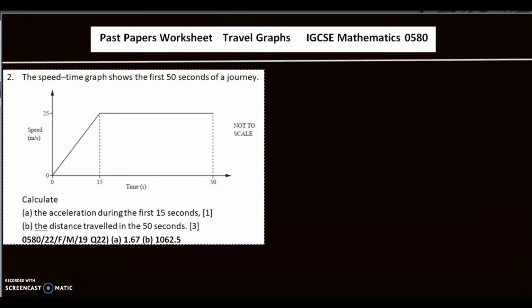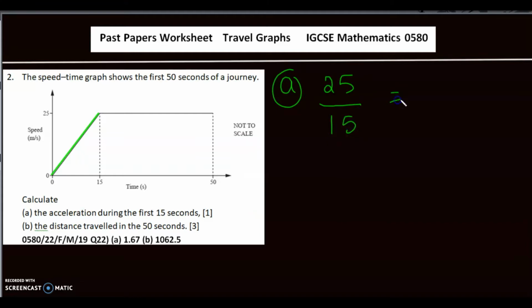Okay, the next question is, the speed time graph shows the first 50 seconds of a journey. Calculate the acceleration during the first 15 seconds. Acceleration is the slope simply. So the slope of the first 15 seconds would be rise over run, which is 25 over 15.